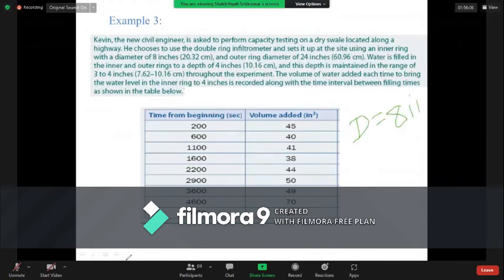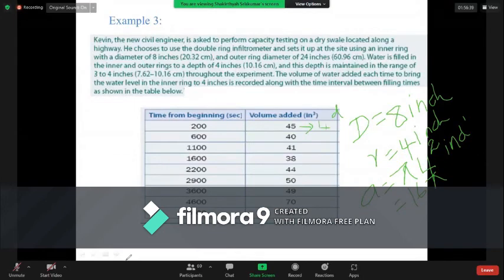Diameter is 8 inches. So the radius is 4 inches. So what is the area of the inner cylinder? A is pi times 4 squared inch, that is 16 pi. So what is the depth for the first value? 45 inch cube divided by 16 pi.